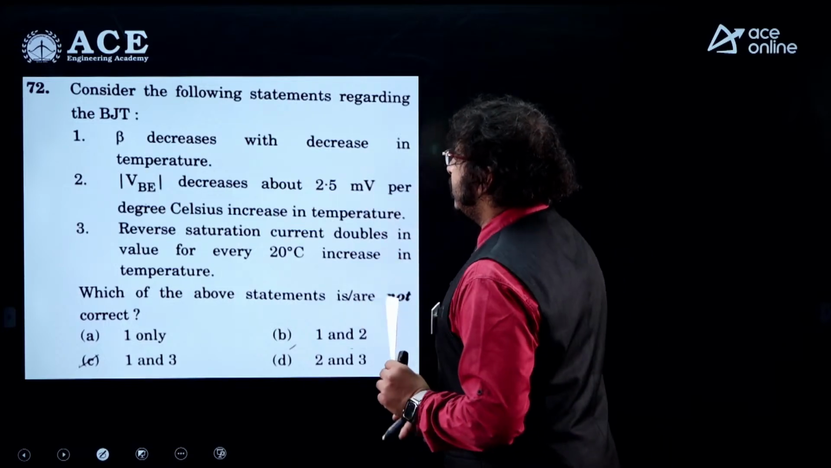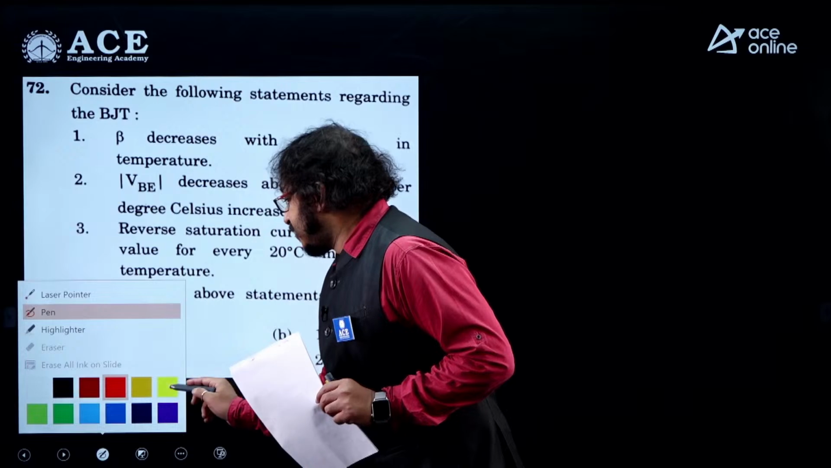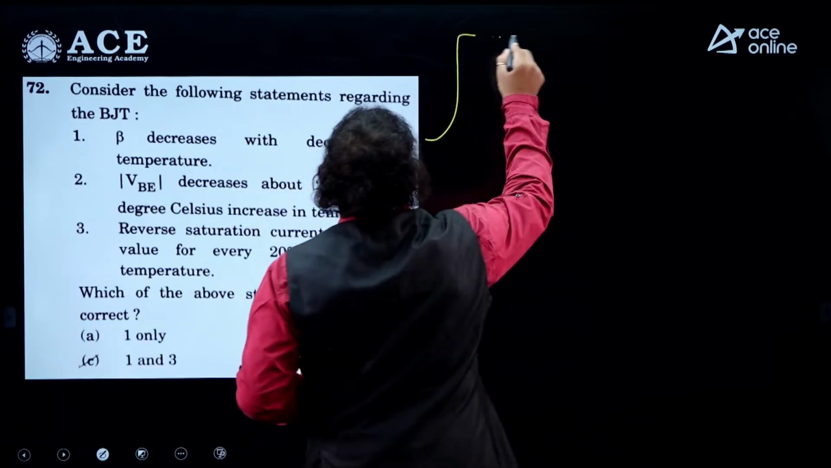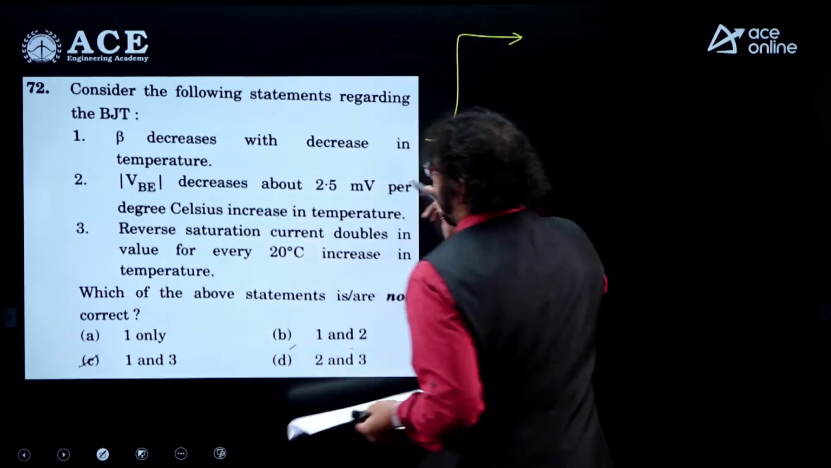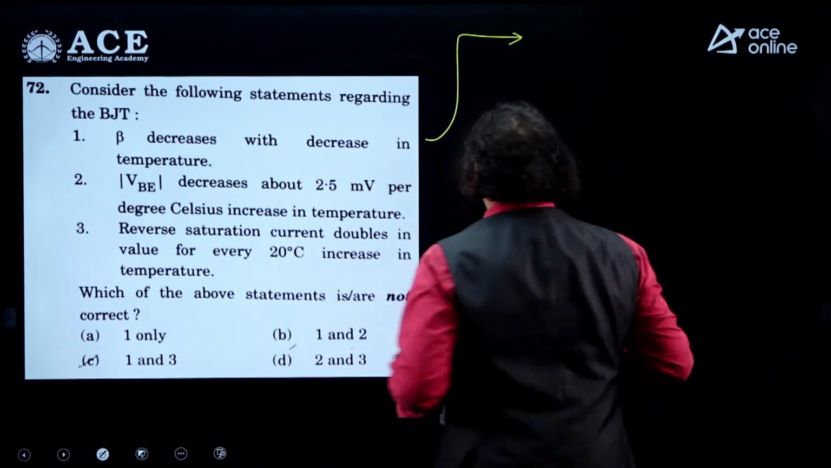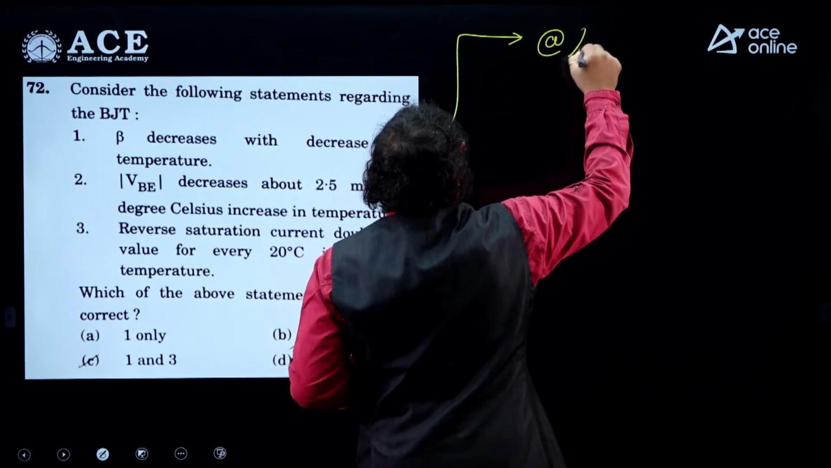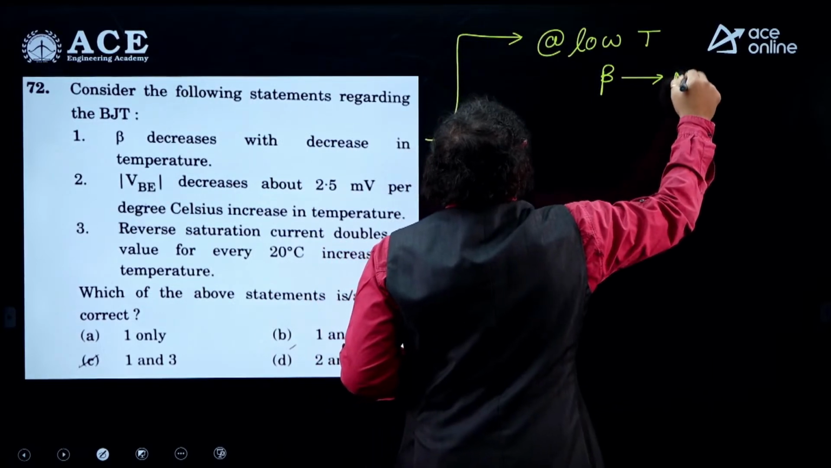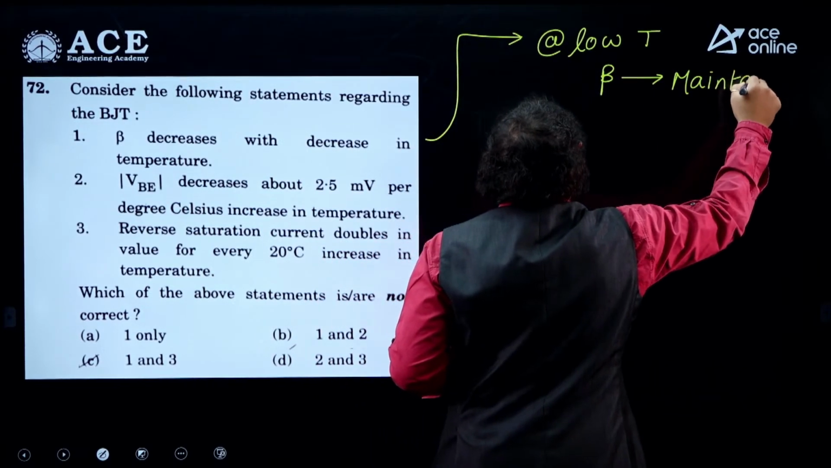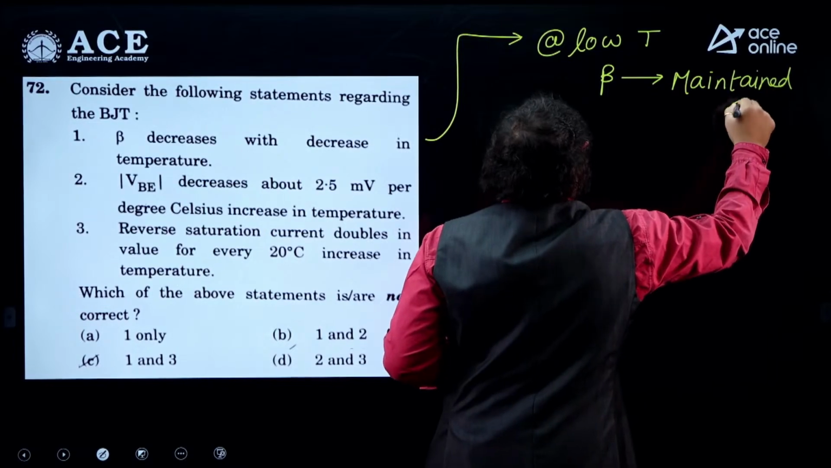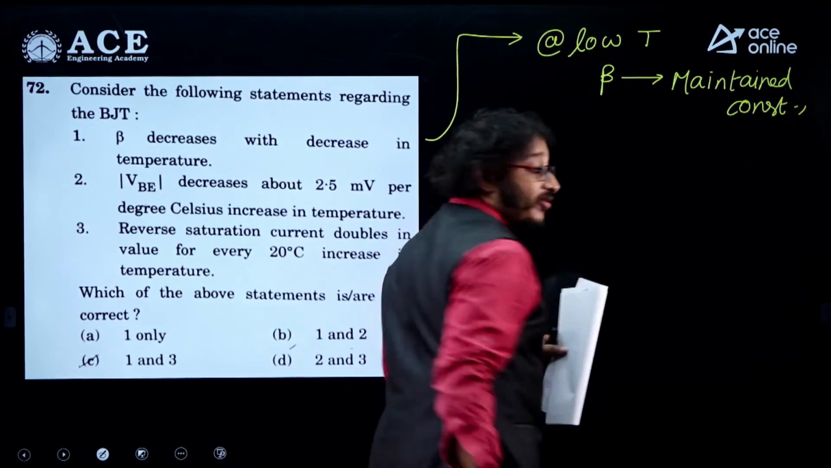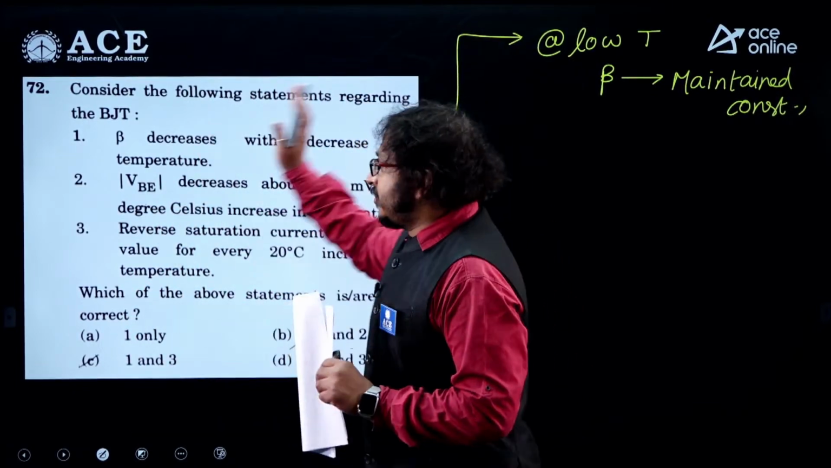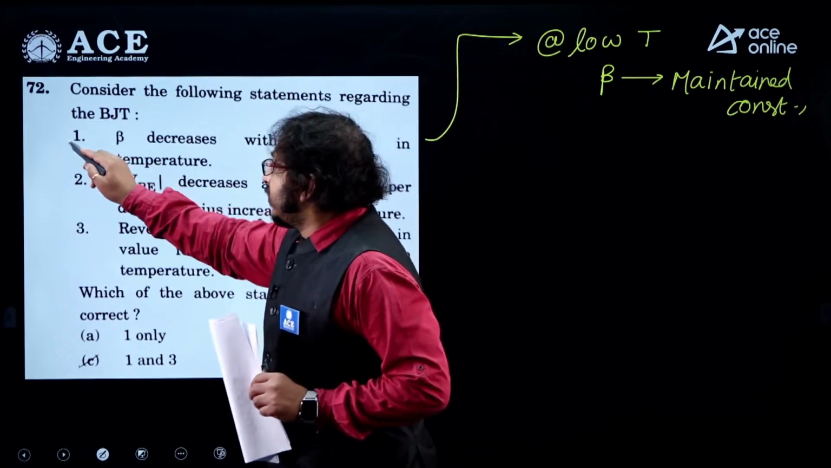Consider the following statements regarding the bipolar junction transistor. Very interesting. So check it out here. Beta decreases with the decrease in temperature. That means, I think you know that at low temperatures, beta is almost maintained constant. Correct or not, dear students? At smaller temperatures, beta is almost maintained constant. If the temperatures are getting increased, then there will be change in the beta value. So this is absolutely wrong, okay?